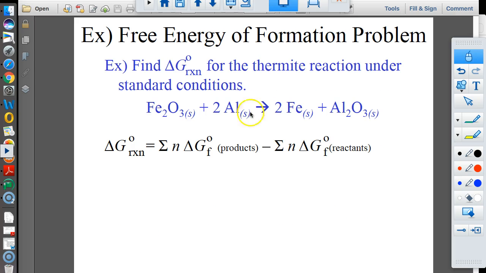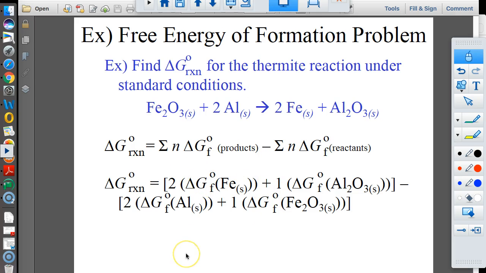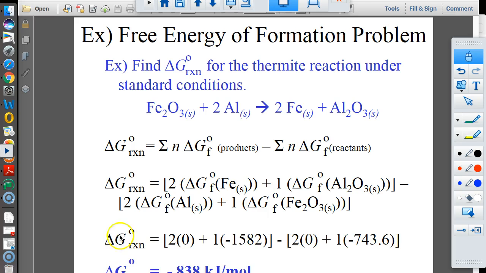All you have to do is look at this and the book and get the values. This looks terrible, but you remember it's not a big deal. The coefficient here for aluminum is 2, and so you multiply the standard free energy of formation by 2 for aluminum. This looks really scary, but it's not a big deal. You've done this before, you got it. And that's how to do it.